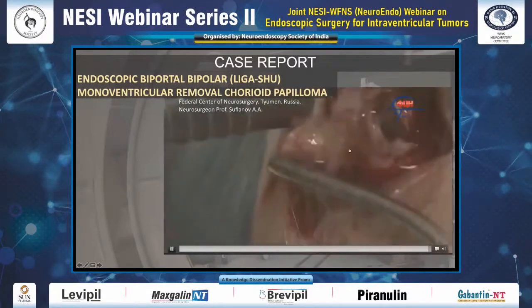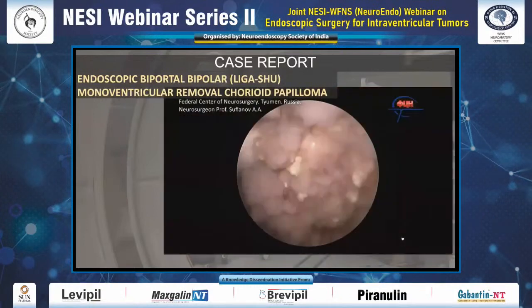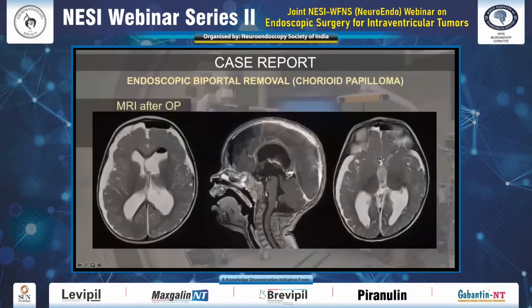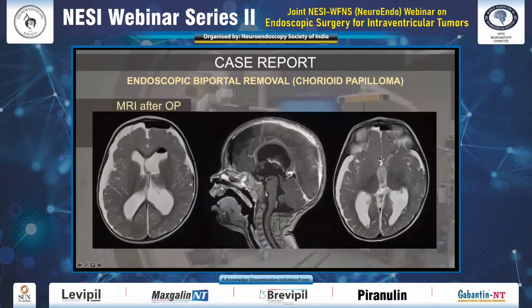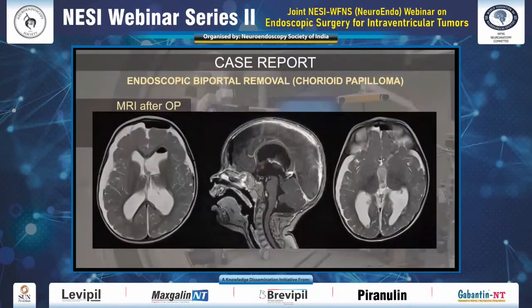And you see this last piece, we remove, and this is the operation. You see the completely total pure endoscopic biportal removal of the tumor.